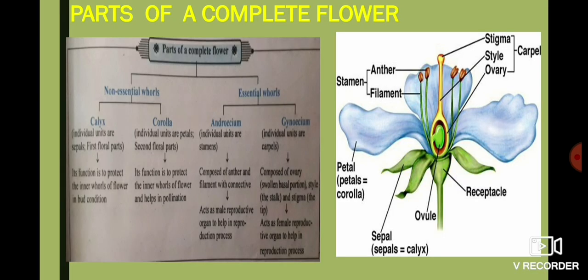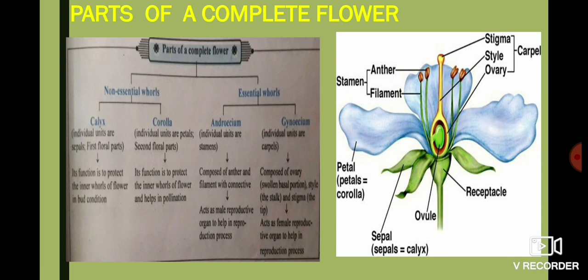Now I have given you the schematic representation. See, parts of your complete flower. It can be divided into non-essential whorls and essential whorls. Why non-essential whorls? Because they are not performing a reproduction part. See, calyx and corolla. Essential whorls are your androecium and gynoecium.